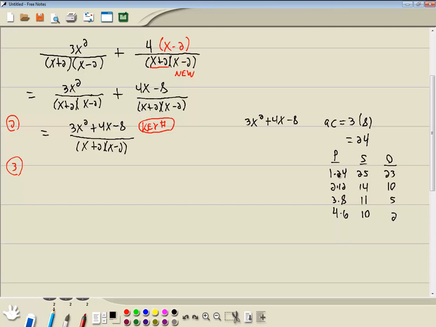Let me double check all these. 1 times 24, 2 times 12, 3 times 8, 4 times 6. Add them, subtract them. Okay. The reason why I was double checking is the number we're looking for is the number in the middle term, which is a 4, and I don't have a 4 anywhere in my S or D column. If you don't have the number in your S or D column, that means it doesn't factor. And since this doesn't factor, we can't cancel anything, so that would be our answer.